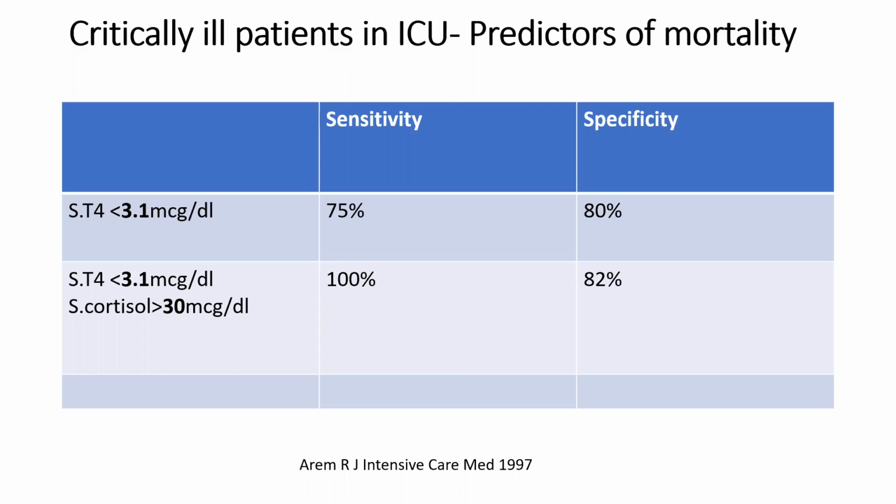There is some correlation between the T4 level and the sensitivity and specificity of prediction of mortality in these patients. Serum T4 less than 3.1 microgram per deciliter can predict mortality with a sensitivity of 75% and specificity of 80%. When we combine it with serum cortisol more than 30 microgram per deciliter, it can predict mortality with sensitivity 100% and specificity 82%. As the sickness increases, serum T4 is more important than serum T3. So with T4 and serum cortisol, we can suggest sickness and predict mortality.